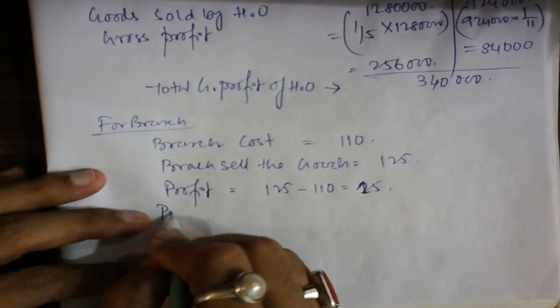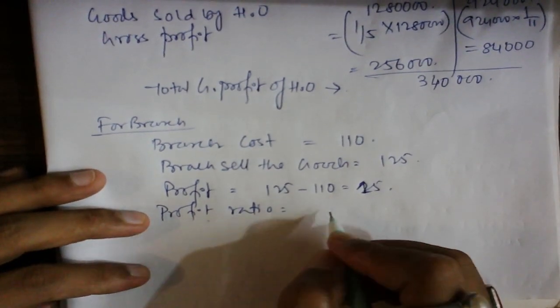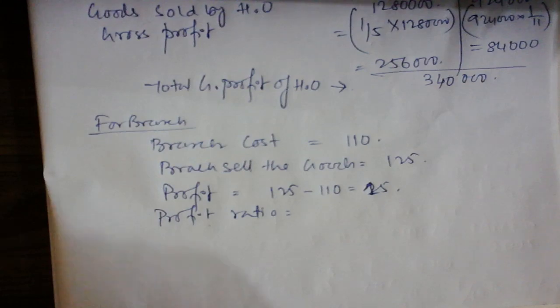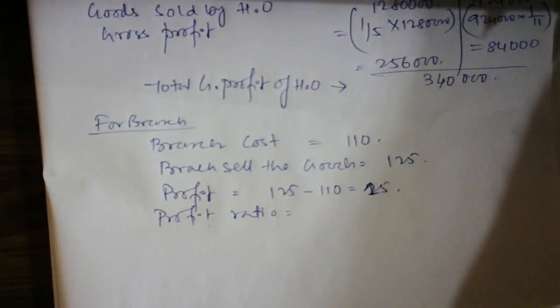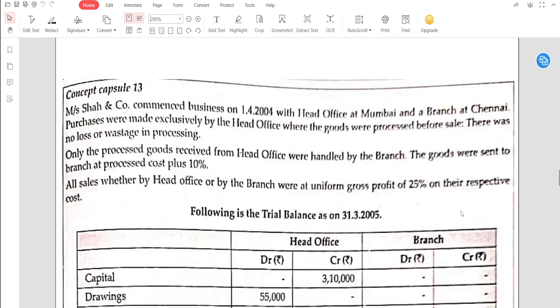So profit ratio, you have how much? अच्छा, और एक चीज, यहाँ पे थोड़ा लैंग्वेज में वेरिएशन है. हमको एक चीज यहाँ पे देखिए क्या लिखा है. All sales whether by head office or by branch were at uniform gross profit of 20% on their respective cost. That is what the language says. देखिए कितना वेरिएशन है लैंग्वेज में. On their respective cost, it is clearly given.